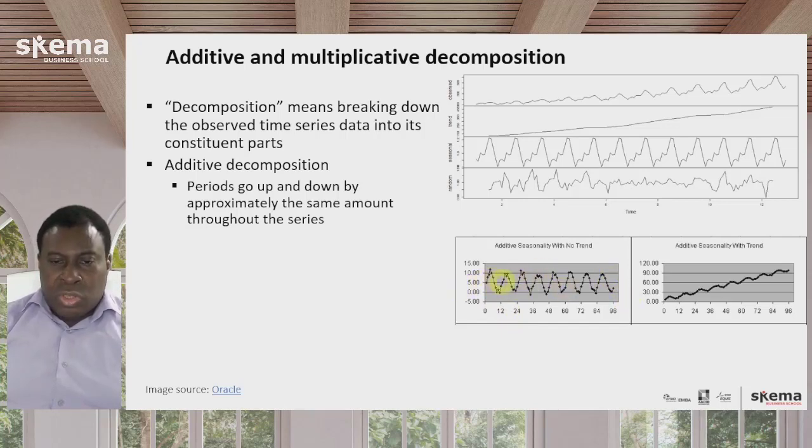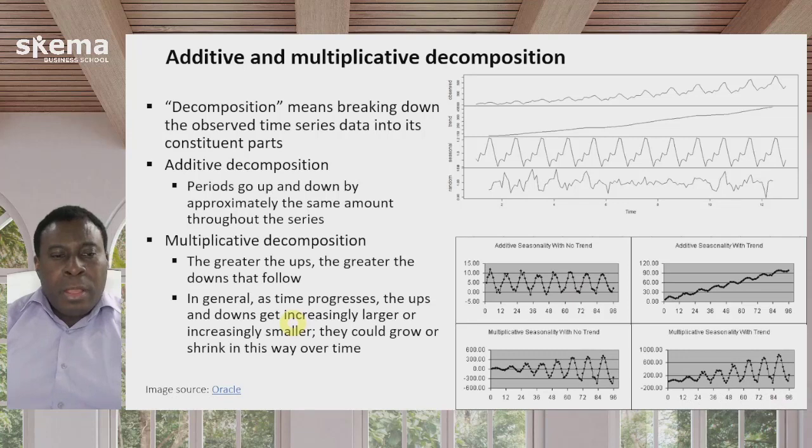Here's an example where there's no trend, so everything is flat. The ups and downs are about the same. They're about plus or minus 5 throughout. Here there is a trend, so things are going up. And the ups are roughly the same amount up, and the downs are about the same amount down, even if it's following a trend. So that's additive decomposition with additive seasonality.